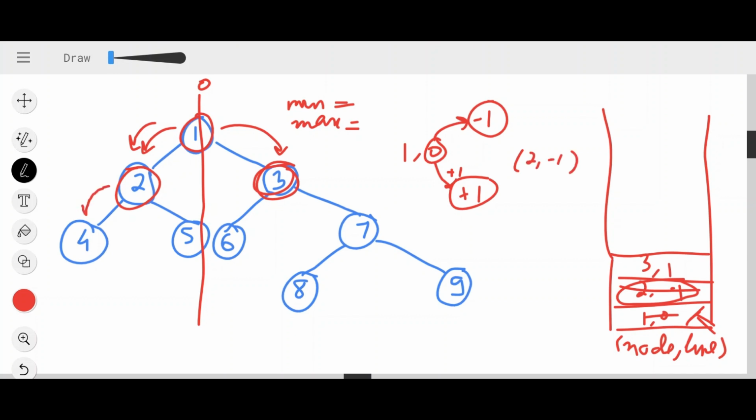Do we have a left node? Yes, I have a left node, that is 4. Since we are moving to the left hand side, I'll decrement by 1. If you decrement this -1 by 1, you will get -2. So push this node 4 and the line number into your queue. This becomes 4 comma -2.